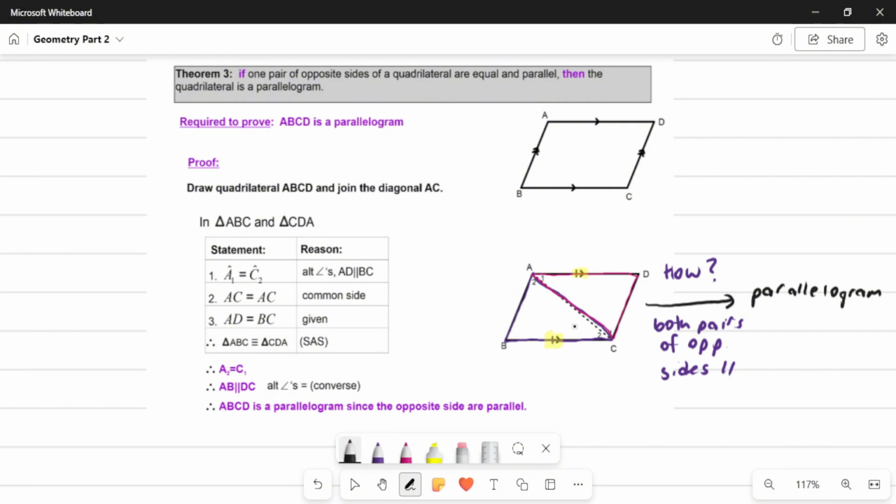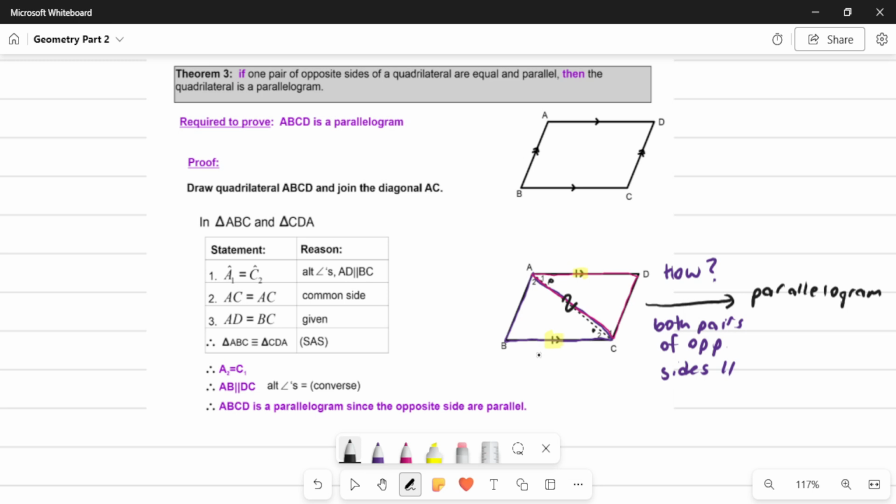So in triangle ABC and triangle CDA, the first statement that we can make is angle A1 is equal to angle C2. So this angle here is equal to this angle here by reason of alternate angles, and we'll say that AD is parallel to CD. Then we can see that AC is common. So this side here is common between the both, so therefore they'll have the same length.